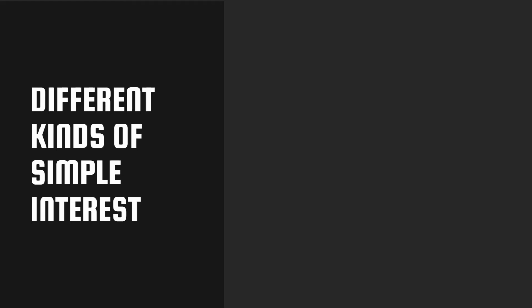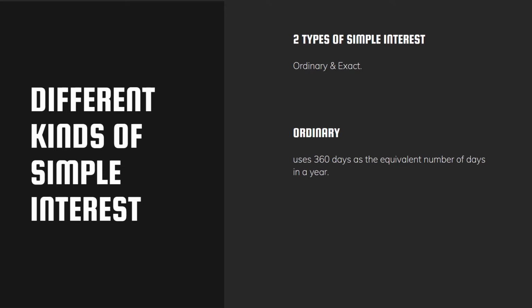In addition, there are the different kinds of simple interest. There are basically two types of simple interest, ordinary and exact. Ordinary simple interest is a simple interest that uses 360 days as the equivalent number of days in a year. Meanwhile, exact simple interest is a simple interest that uses the exact number of days in a year, which is 365 or 366 for leap year.